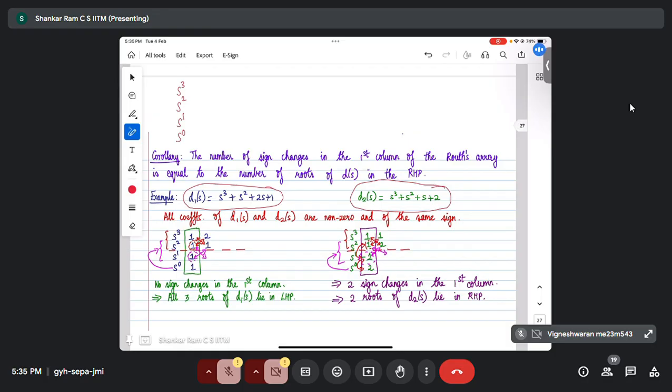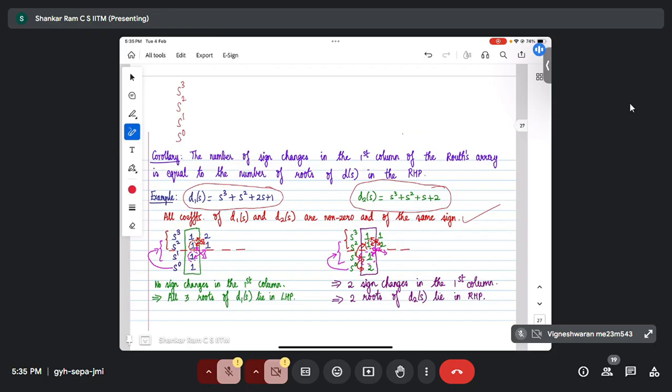Yes, sir, because all the coefficients are positive. All the coefficients are non-zero and of the same sign. So you can see that for D1, the coefficients are 1, 1, 2, and 1. For D2, they are 1, 1, 1, and 2, right? So the necessary condition is satisfied. Okay. Now we look at the sufficient condition. For the sufficient condition, we need to construct the routes array.